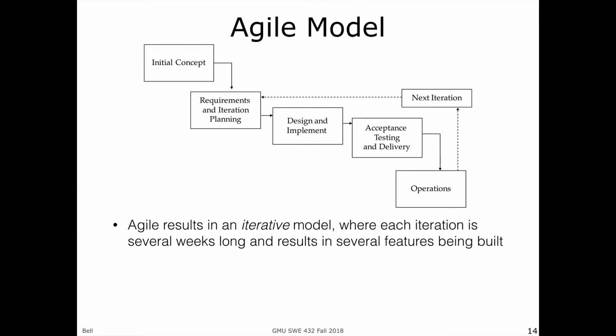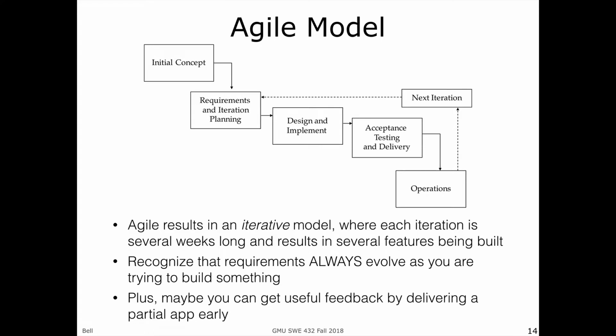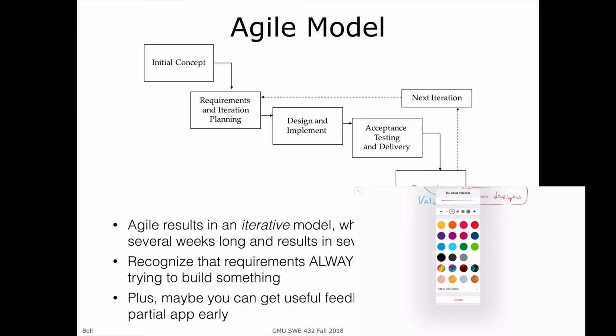So the idea is that probably requirements are always going to evolve as you're trying to build something, so you might as well just bake that into your process and say, well, I assume requirements are going to change, and we will evolve as they do. Plus, it turns out you can probably get some useful feedback by delivering a partial application. So how does this play out? Let's see what this iteration might look like.